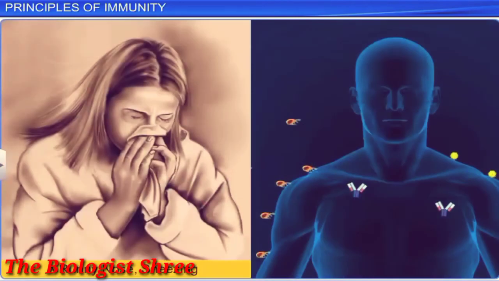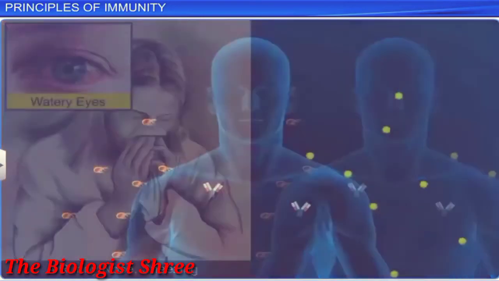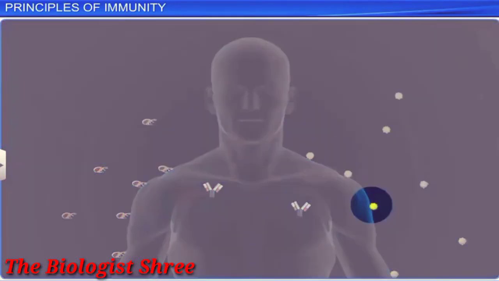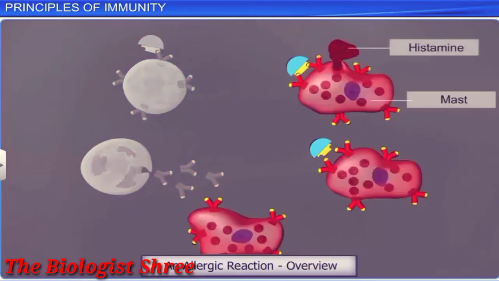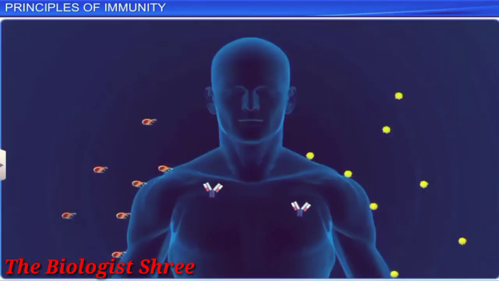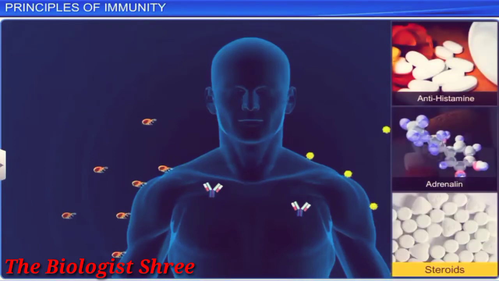A runny nose, sneezing, watery eyes, and difficulty breathing are common symptoms of allergic reactions. An allergic reaction is caused by the release of chemicals like histamine and serotonin from mast cells. Therefore, the use of drugs like antihistamine, adrenaline, and steroids quickly reduces the symptoms of an allergy.